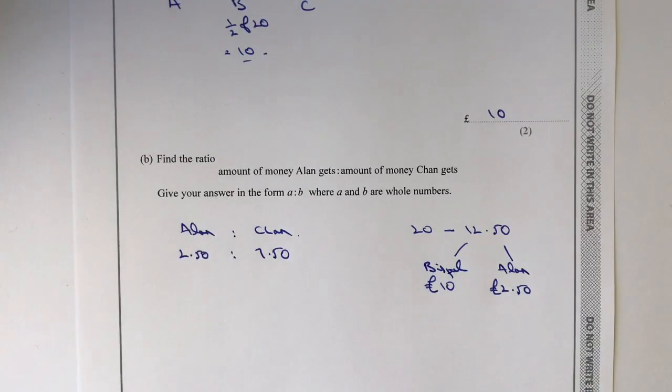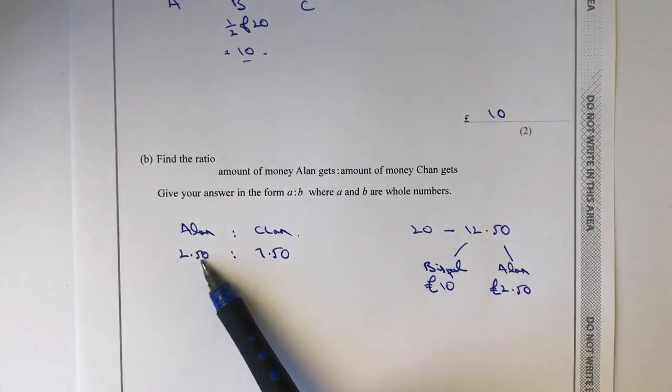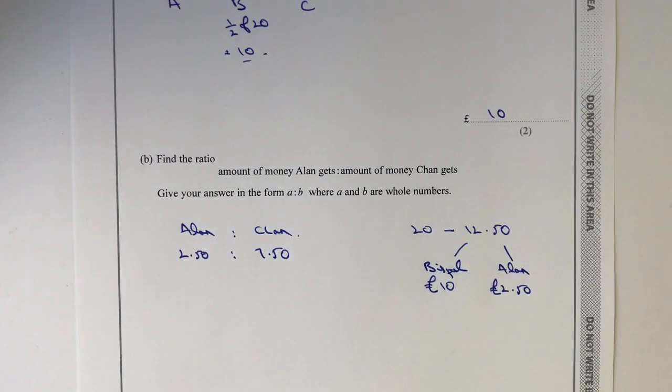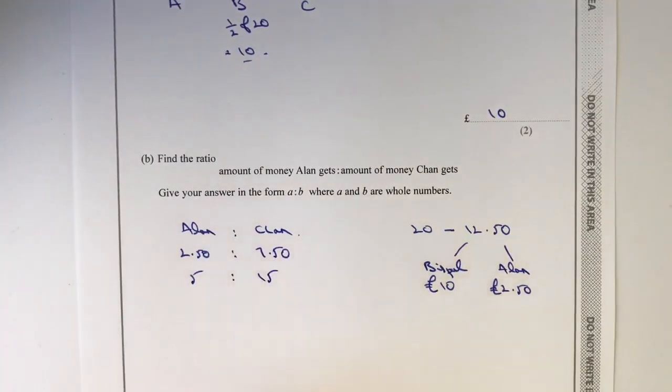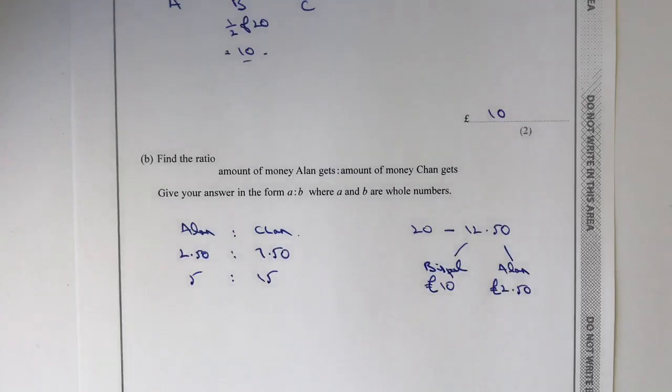So that really does answer the question, other than this little bit where it says give your answer in the form A to B, where A and B are whole numbers. There's a couple of different ways to do this. If it was me personally, I would try to get rid of the 0.5 and 0.5 by doubling it. I would make that 5 and make that 15. Well, they're both whole numbers.